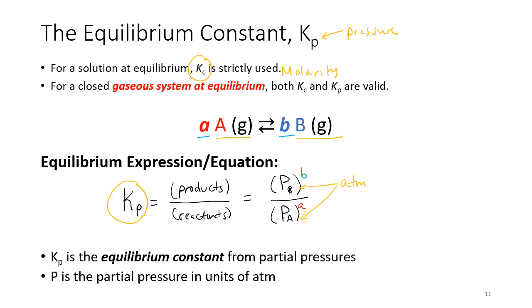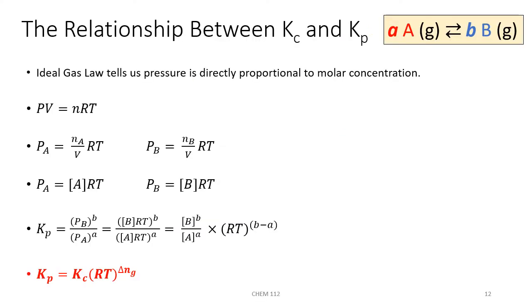It's still written without units, just like K sub C was, but K sub P and K sub C are not equal to one another. There is a link between K sub C and K sub P, and we can derive that link to come up with an equation that allows us to solve for one or the other.